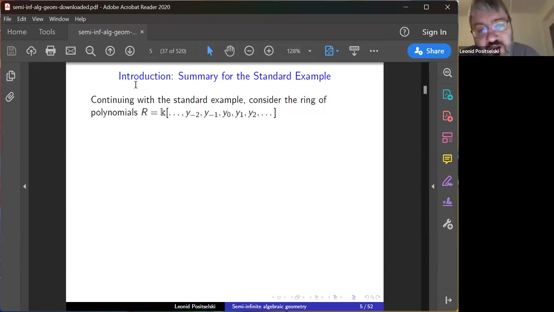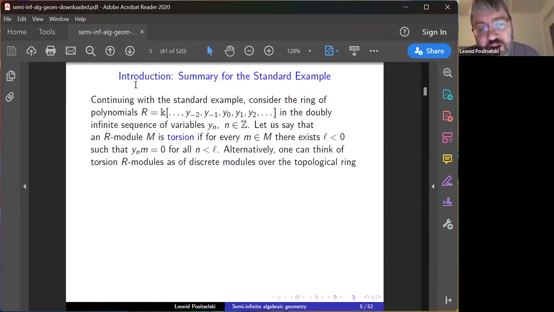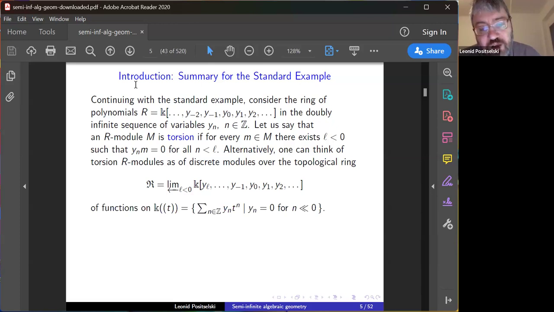Continuing with the standard example, consider the ring R of polynomials in the doubly infinite sequence of variables y_n. Let us say that an R-module M is torsion if for every m in M there exists L less than zero such that y_n m is equal to zero for all n less than L. Alternatively, one can think of torsion R-modules as discrete modules over the topological ring, the projective limit over L less than zero of ℚ[y_L, ..., y_{-1}, y_0, y_1, y_2, ...] of functions; this is the topological ring of regular functions, polynomial functions on the ring of Laurent power series.